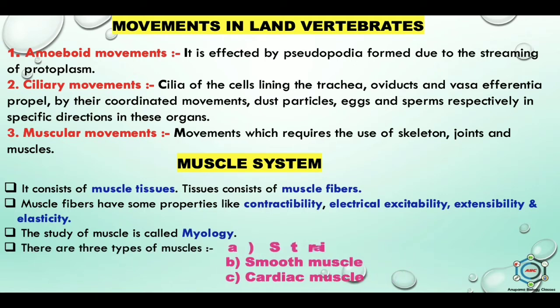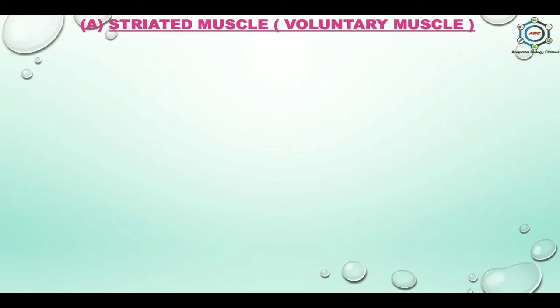In the muscle system, there are three types of muscle. First one is the striated muscle, then smooth muscle, and after that the cardiac muscle. So, the first one, the striated muscle, is also known as voluntary muscle. Striated muscles are attached to the skeleton and function with the skeleton, so it is known as the skeletal muscle.